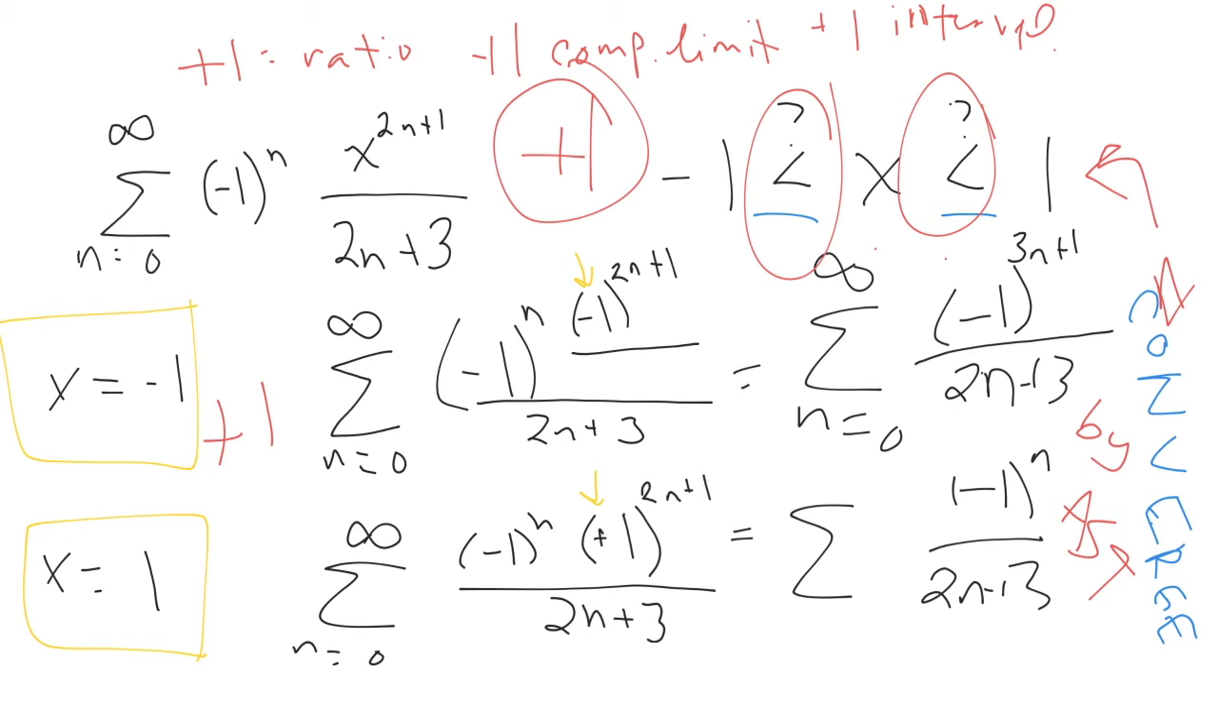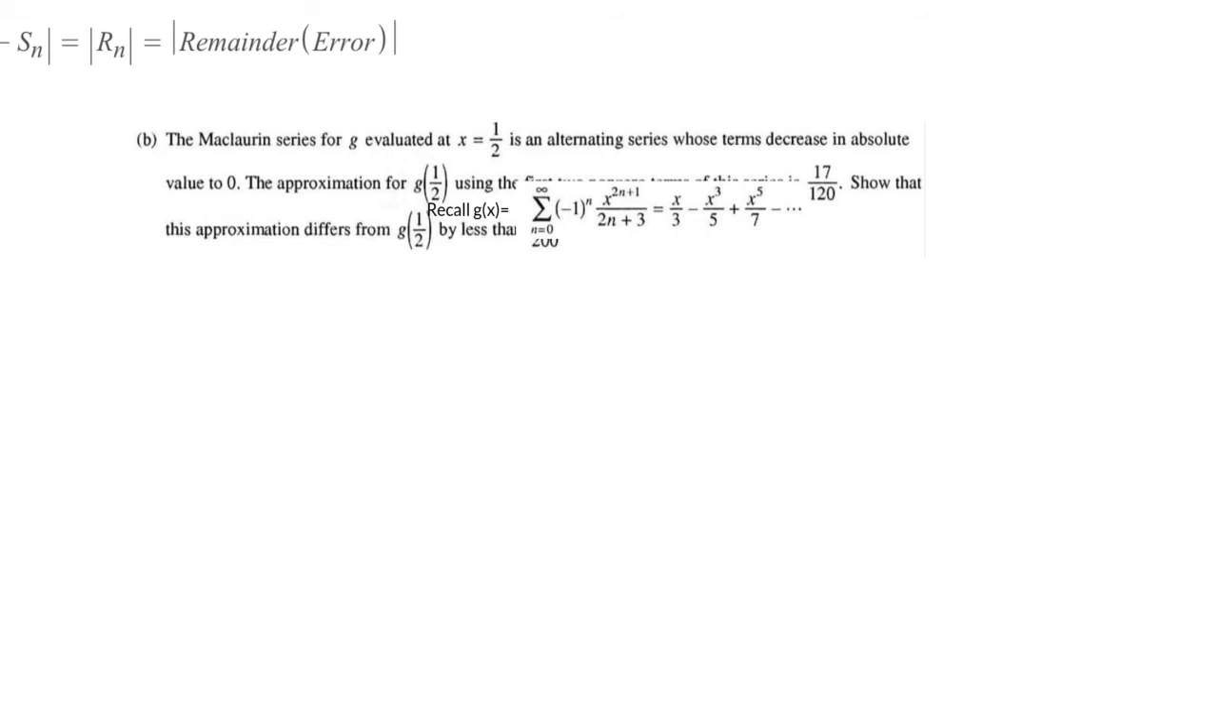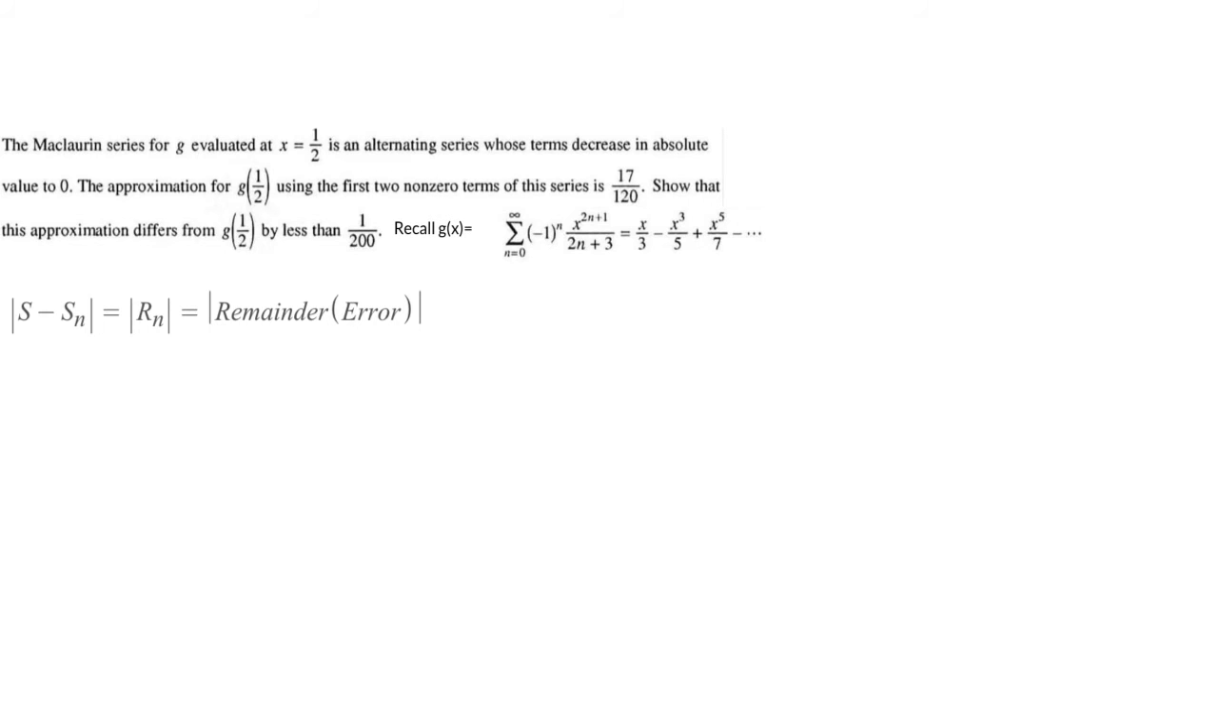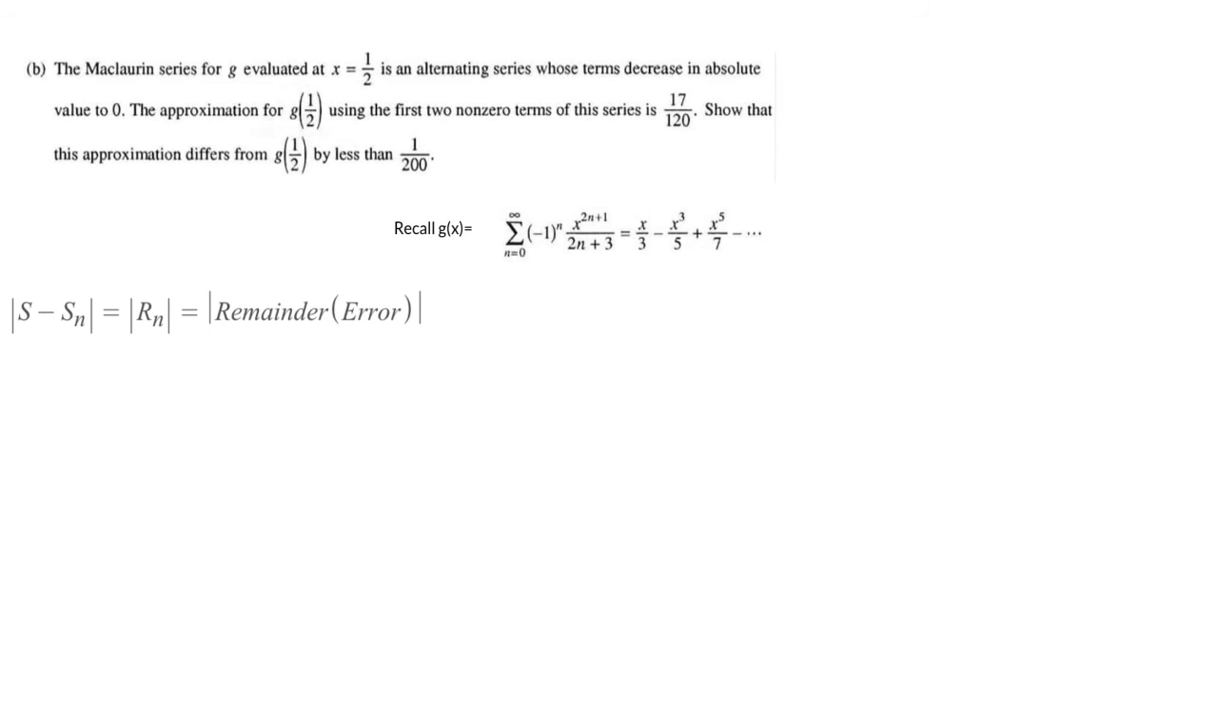All right, let's look at part B, which is slightly less complicated because we've already taken up 5 out of our 9 points. So I am looking at part B here. We are trying to figure out the Maclaurin series for G evaluated at x equals 1/2 is an alternating series whose terms decrease in absolute value to 0. The approximation for G(1/2) using the first two non-zero terms of the series is 17/120. Show that this approximation differs from G(1/2) by less than 1/200.